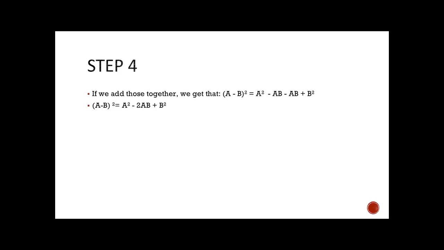So if we add those together, we get that a minus b, everything squared, is a squared minus ab, the thing that I've written down on a piece of paper, or you can just trust me on that, okay? Minus ab plus b squared, the thing we just calculated. Okay, so we have ab's and ab's on the same thing, so we can just simplify that to a minus b, everything squared, is equal to a squared minus 2ab plus b squared. And there you have it.